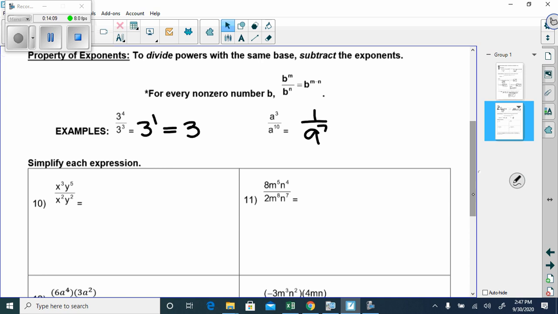Okay. Right here, 4 minus 3 gave us 1. Is 4 or 3 bigger? 4. So we left it up in the top. Here, 3 minus 10 gave us 7, but is 3 or 10 bigger? 10, so we left it in the bottom where the bigger number was. We're just subtracting, but leave it wherever the bigger one was.